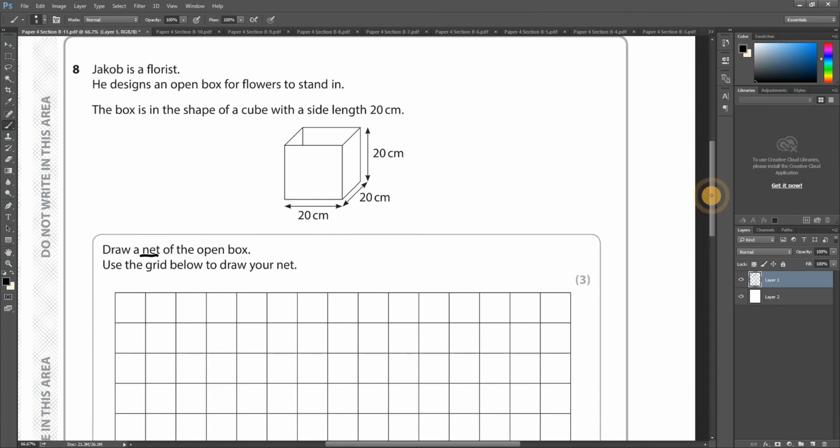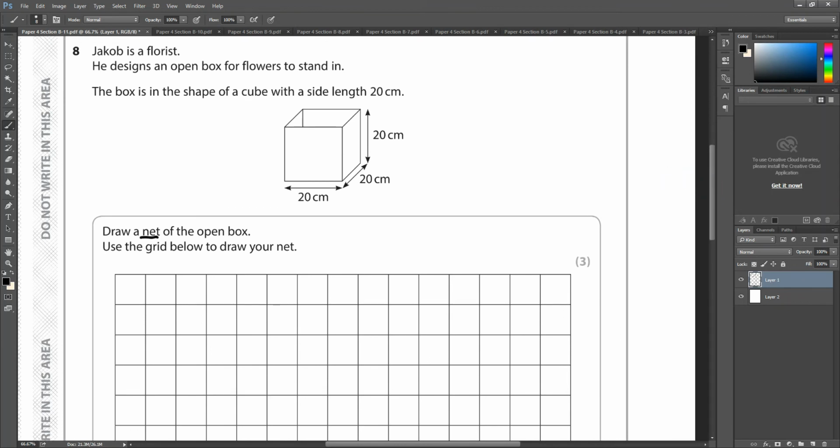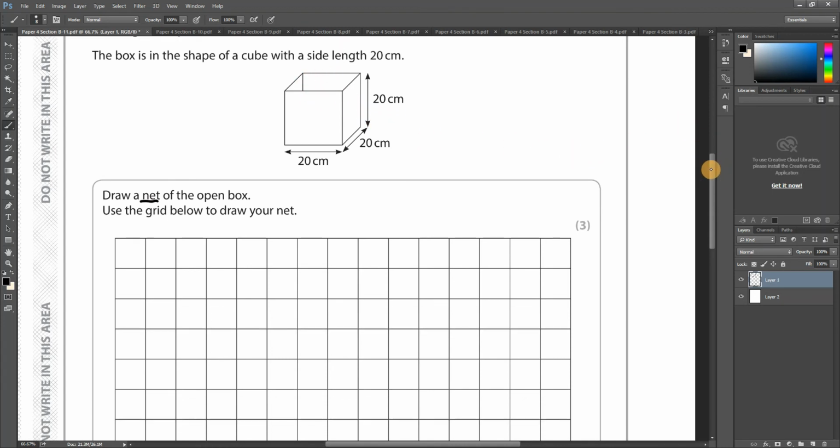So yeah, you definitely need to know what net means. Net just means, if you have this box in real life, you open it up, what would it look like when it's flattened out? Technically you would see all these faces joined up together. So we've got 1, 2, 3, 4, 5 at the bottom. You've got 5 faces, and each one's going to be a square, isn't it? 20 by 20 centimeters each. We haven't got the top because it's an open box, so we haven't got 6 faces. Definitely going to be 5.